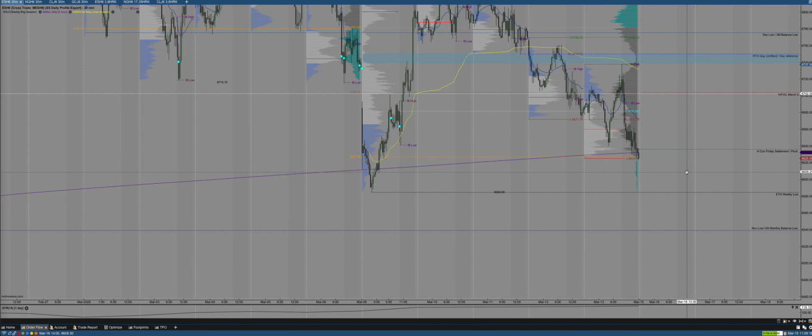So I think we're closer than not to something like that happening, unless we see a real huge volatility blowout with some big headlines that come in. I don't think we're there, but I think we're close.